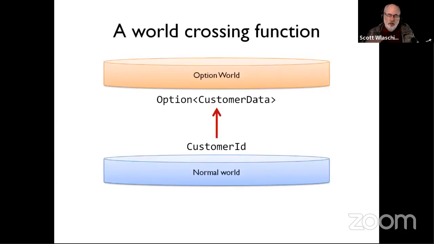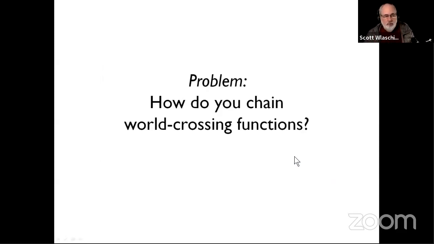So there's a lot of functions where you start off in one place and you end up in another place. And this one is get customer. Even simple functions like getting a customer from a database are world crossing functions. So here's the problem: how do you chain world crossing functions together? Because they start off in one place and end up over here, and you can't connect them together.